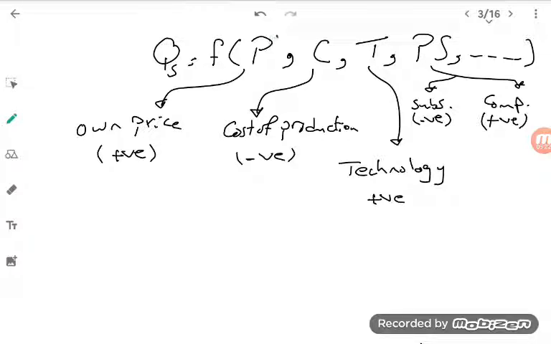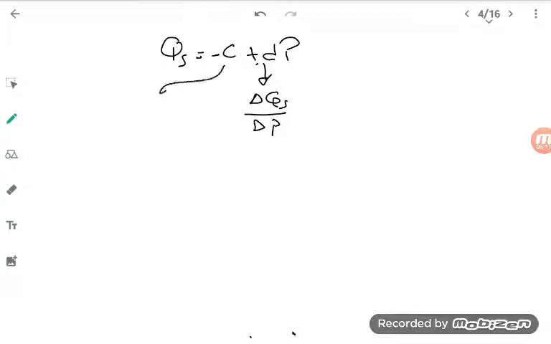Now I would like to focus on the price of the commodity itself. As we said before, it is a positive relationship between quantity supplied and the price of the commodity. This can be written as QS equals negative C plus DP. Yes, it's negative, not positive, just like last semester. It's negative C plus DP, where C is the value of QS when price equals 0, D is the slope, the change in QS due to a change in price by 1 unit. The positive sign stands for the positive relationship, and this is the value of QS when price equals 0.